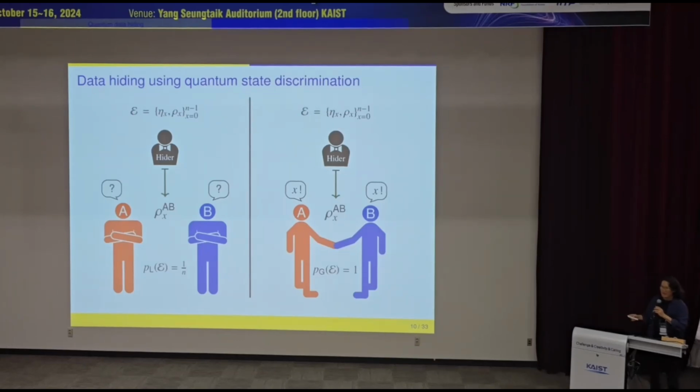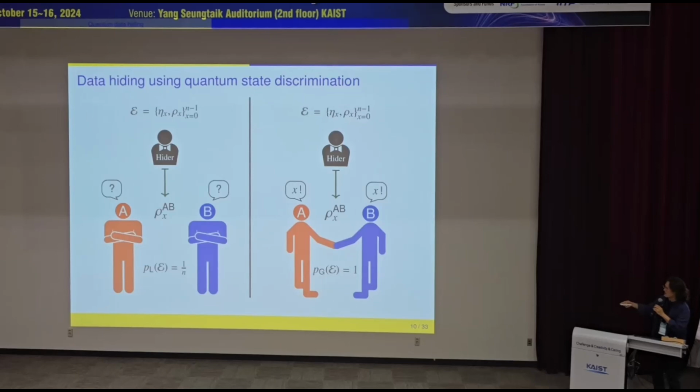If we want to do this quantumly by using state discrimination, one way to do this is to use this state ensemble. Using this state ensemble, the hider will send one of the states. The hider first prepares one of the states from this ensemble and sends it to Alice and Bob. Because these are bipartite state ensembles, he can send one part to Alice and the other part to Bob. Okay? And for data hiding, if they don't do any collaboration, in other words, if they just do LOCC measurement, then they cannot obtain any information.